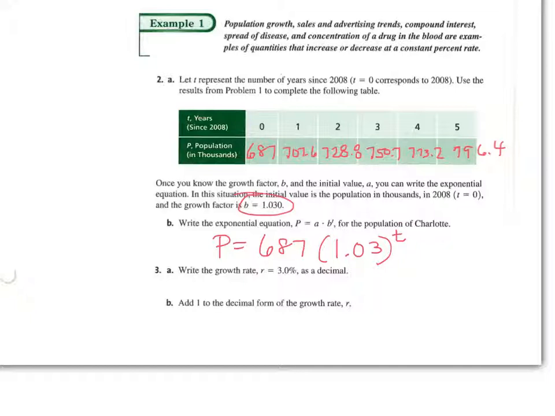Okay, and so this 687 was our A, our initial, and 1.03 was our growth factor. So write the growth factor 3% as a decimal. If I wrote it as a decimal, we would have 0.03. And then they're showing add 1 to the decimal of the growth rate. So 1 plus that 0.03, that's what they're calling this B, our growth factor. They're just trying to distinguish between those two names.